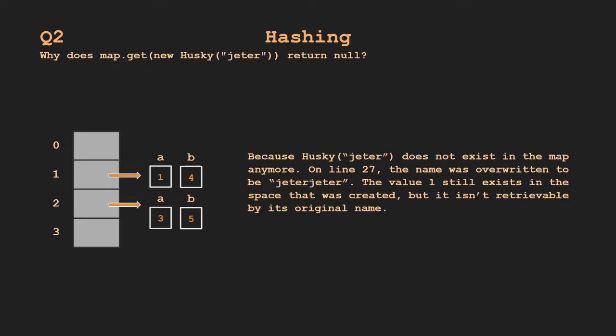Why does map.get Jeter return null? Because Jeter doesn't exist in the map anymore. On line 27, the name was overwritten to be Jeter Jeter. The value 1 still exists in the space that was created, but it isn't retrievable by its original name.